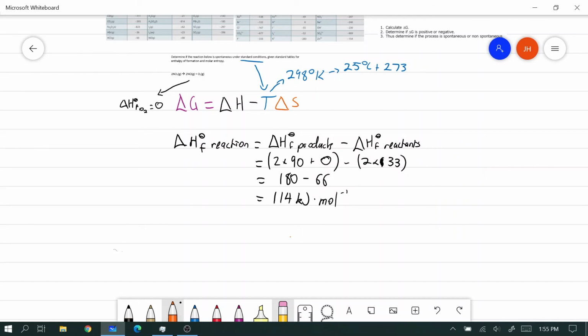The next thing that we need to do is to find delta S using our standard entropies, or our standard molar entropies in particular. So we need to find that for the entire reaction. We can use the data in our table at the top: standard molar entropy for products, and standard molar entropy for reactants.